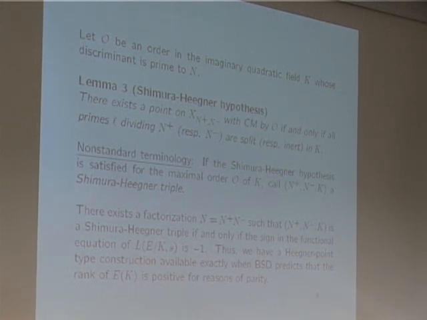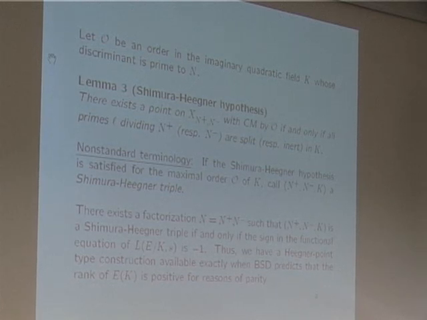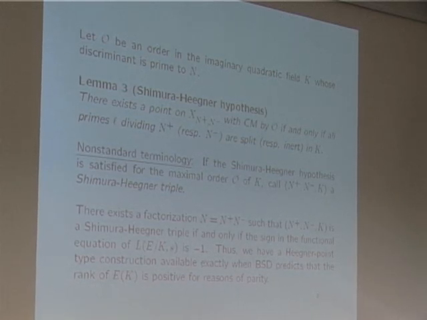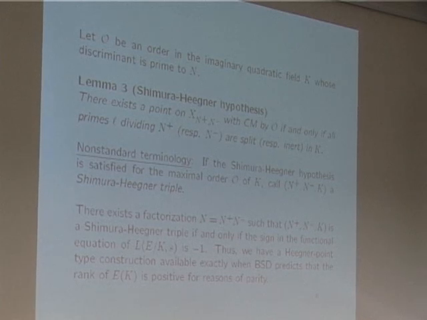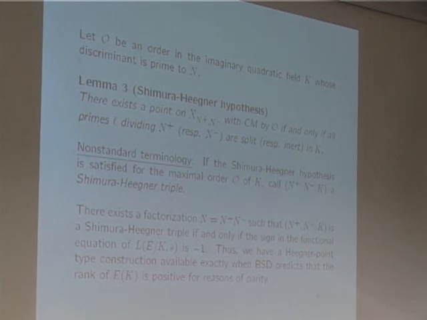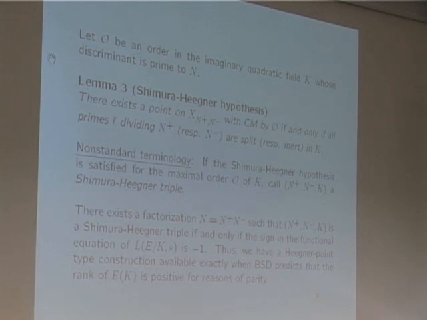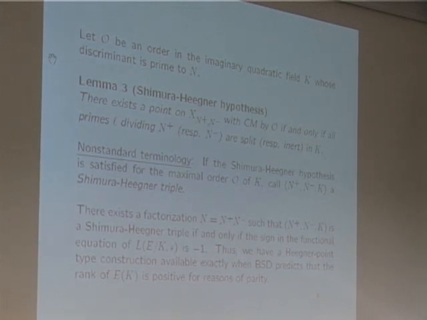Then what we have is that there exists a point on X(N plus, N minus) with CM by this order O if and only if all the primes dividing N plus are split in K, and all the primes dividing N minus are inert in K. So this gives some sort of strange conditions on the factorizations of N plus, N minus and the existence of Heegner points defined over class fields of certain quadratic fields. What's going on here? What's the system here? Which quadratic field should we expect to get Heegner points from which Shimura curves?